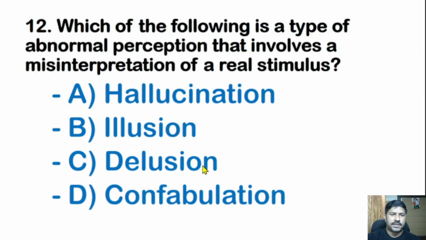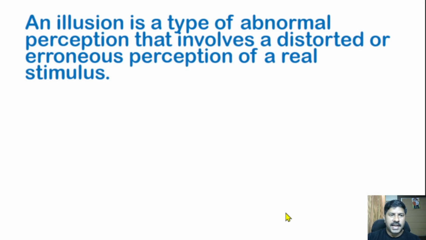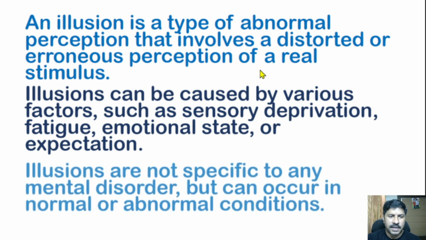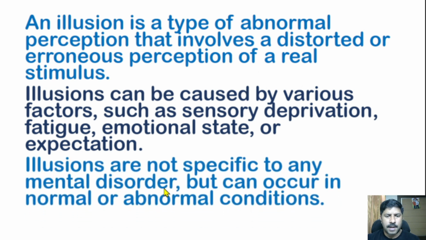12th question: which of the following is a type of abnormal perception that involves a misinterpretation of a real stimulus? Hallucination, illusion, delusion, confabulation. It is an easy question for you. The correct answer is illusion, misinterpretation of real stimuli. An illusion is a type of abnormal perception that involves a distorted or erroneous perception of a real stimulus. Illusions can be caused by various factors such as sensory deprivation, fatigue, emotional state, or expectations. Illusions are not specific to any mental disorder but can occur in normal or abnormal conditions.